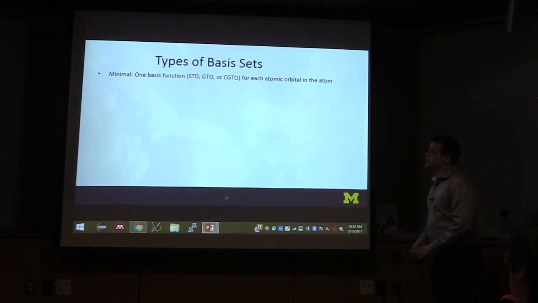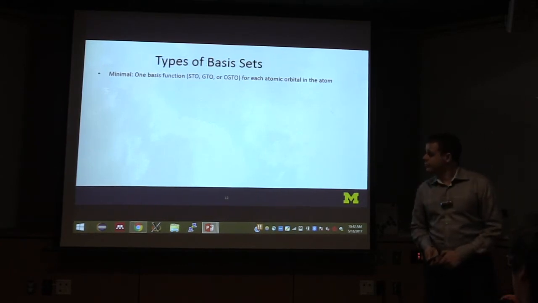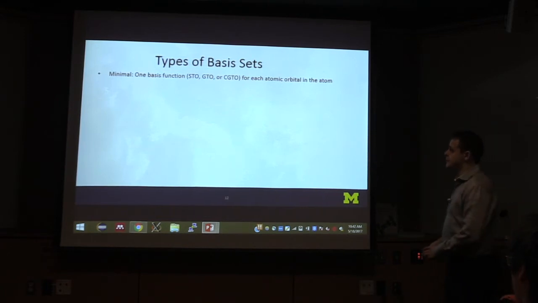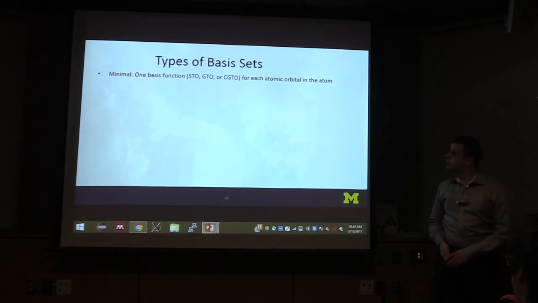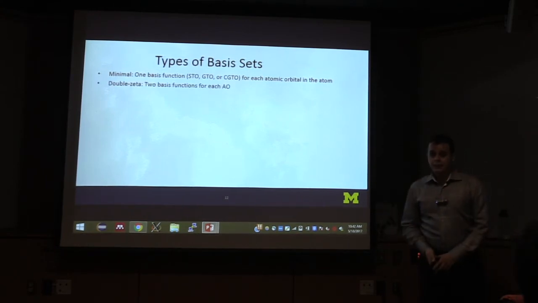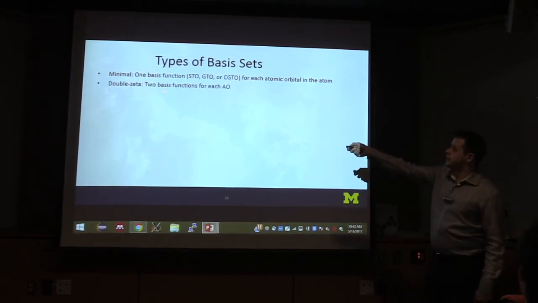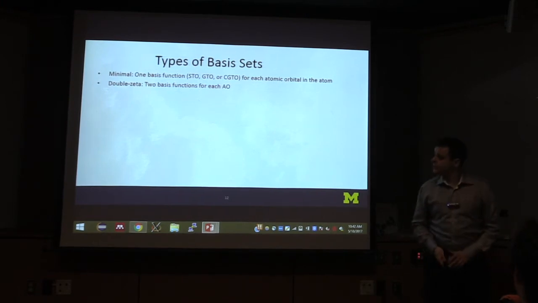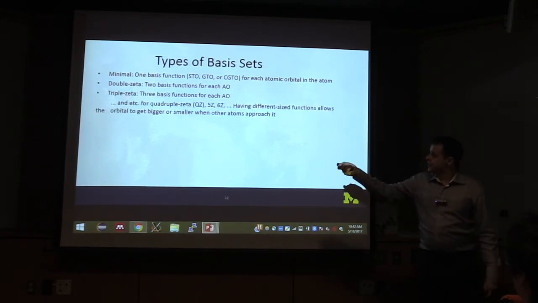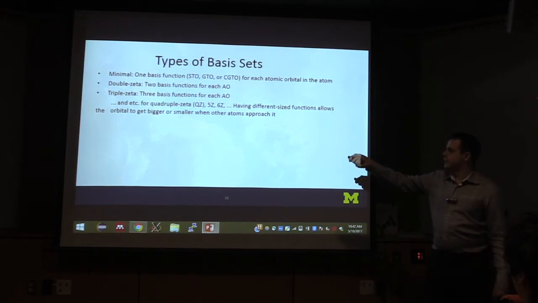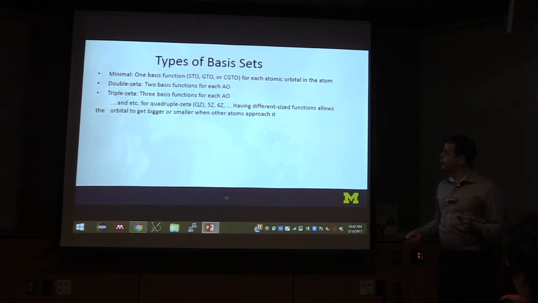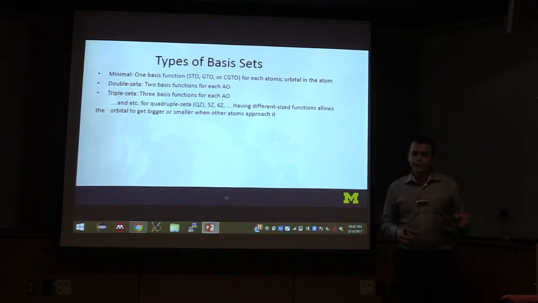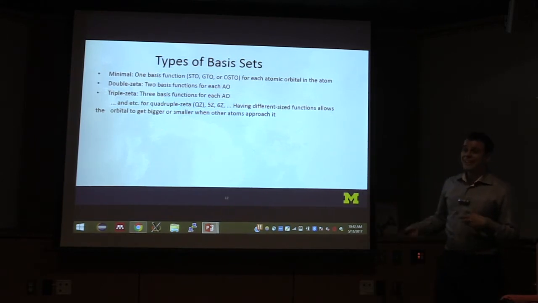So now let's talk about the different types of basis sets. The first one is a minimal basis set. This has one basis function for each atomic orbital in the atom. The next is a double zeta basis set, which includes 2 basis functions for each atomic orbital. And we have triple zeta, which is 3, and so on. It goes QZ, 5Z, 6Z. Of course, having more basis functions for each atomic orbital allows the orbital to get bigger or smaller when other atoms approach it.